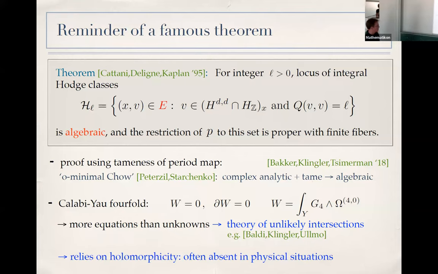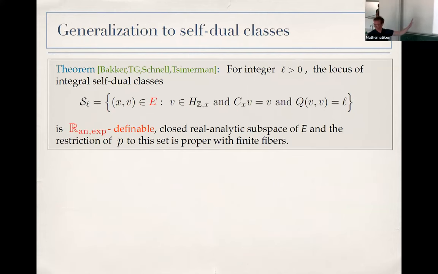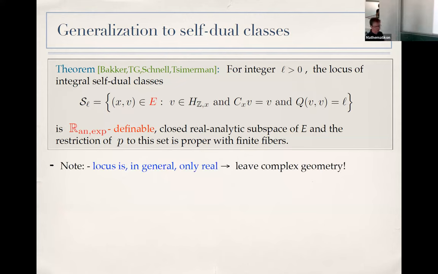Now the important point to notice is that it relies on holomorphicity. But in physical situations, holomorphicity is most of the time absent. And in fact, in this more general theorem, it is absent. So actually, tameness seems to be a property which is preserved away from the holomorphic world. That's also what some physicists like to point out. Well, we can compute holomorphic things. Well, now we have a property which allows us to go beyond the holomorphic world. And in fact, in this theorem, when you look at the self-dual forms, you are not considering only a complex locus, but actually a real locus, and we are in the real world.